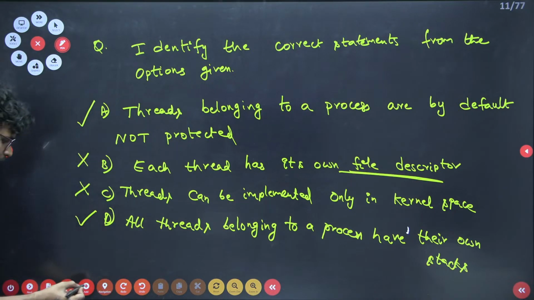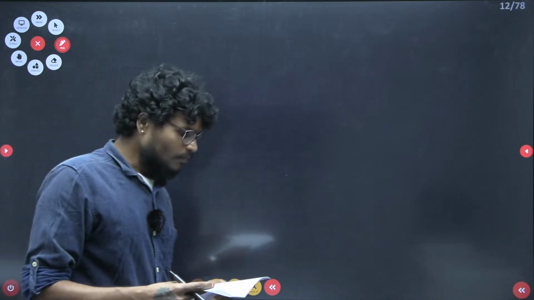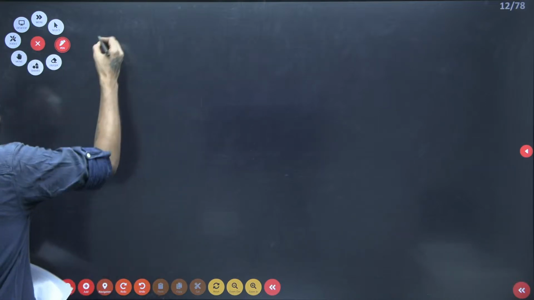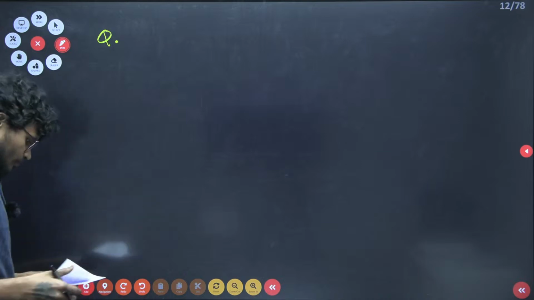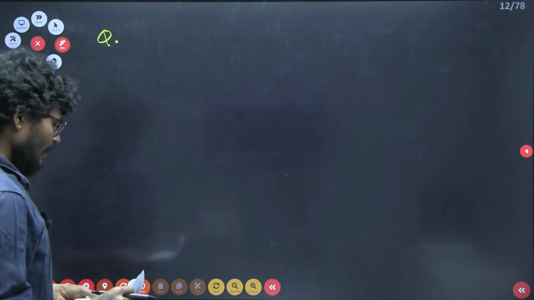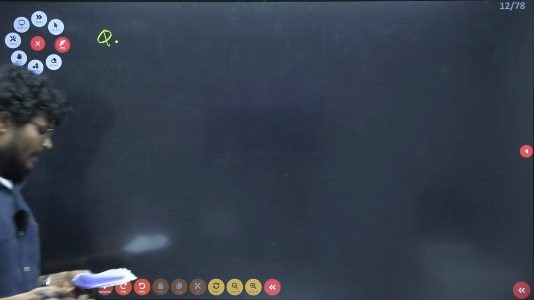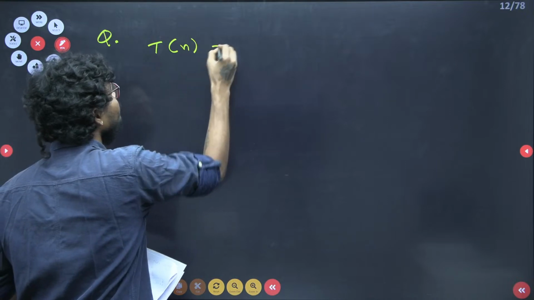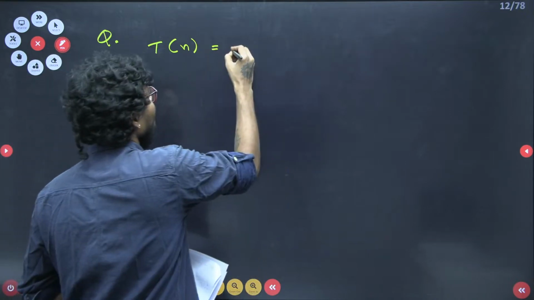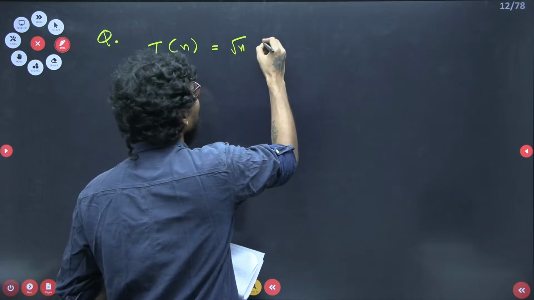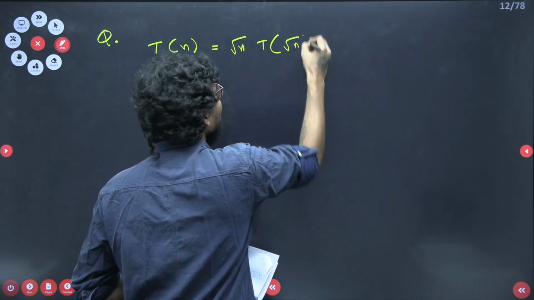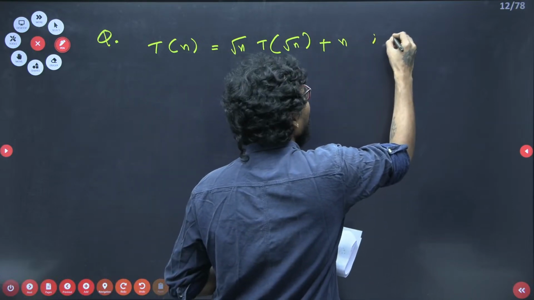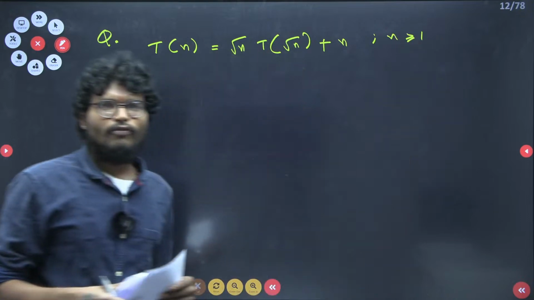So then let us solve a question from algorithms. This question is on recurrence functions or recurrence relations. They are giving T of n is given by root n into T of root n plus n, whenever n is greater than or equal to 1.